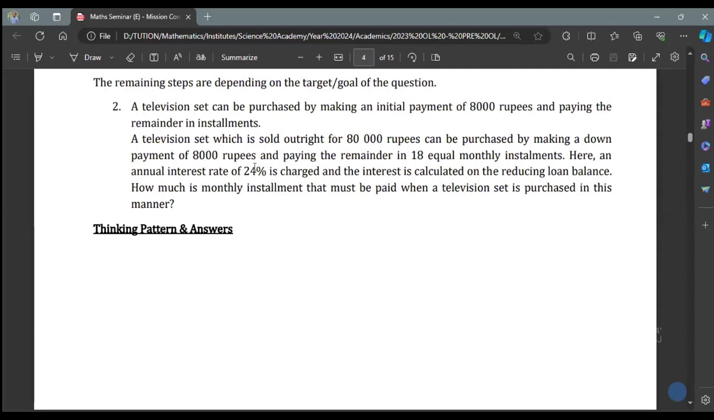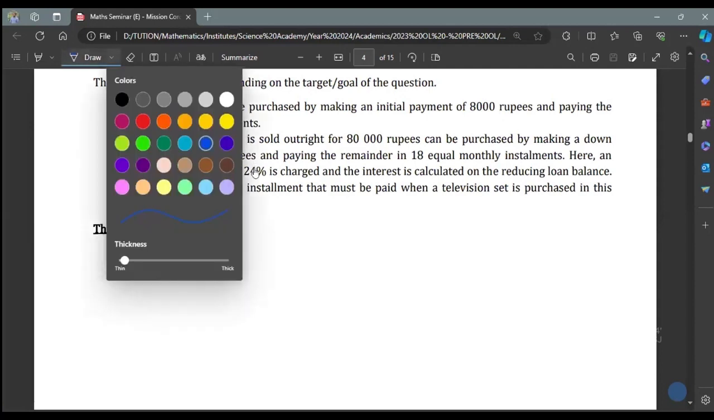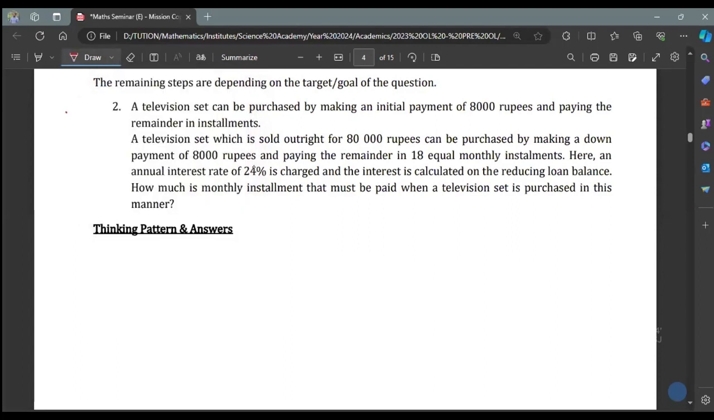When you read the data, important data, make sure to highlight it. A television set can be purchased by making an initial payment of 8,000 rupees. In the exam, they might refer to this initial payment as a down payment also.